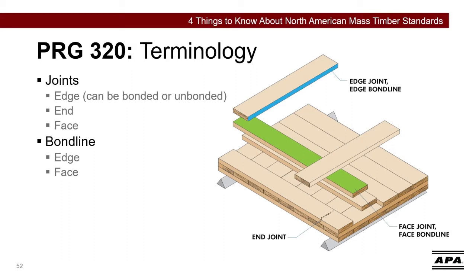An end joint is formed by bonding of two pieces of laminations in a CLT layer and is required to be a finger joint or a scarf joint. A face joint is formed by bonding faces of laminations in adjacent layers in a CLT panel. All face joints have a face bond line.